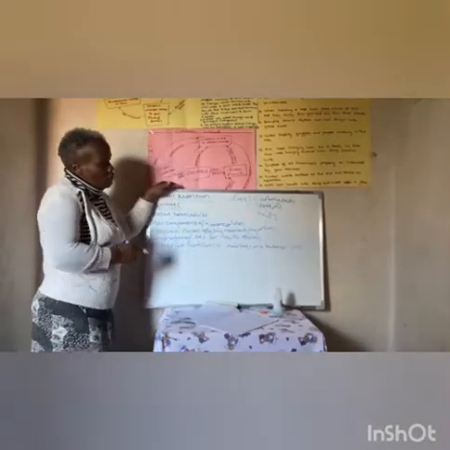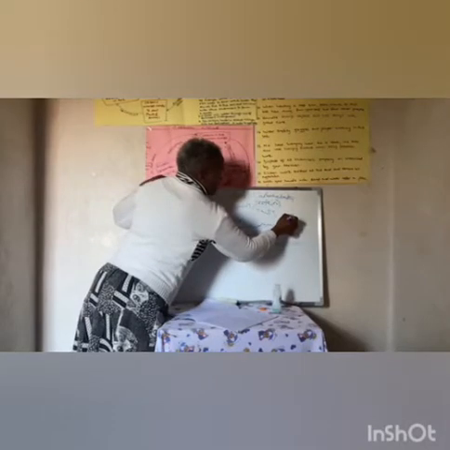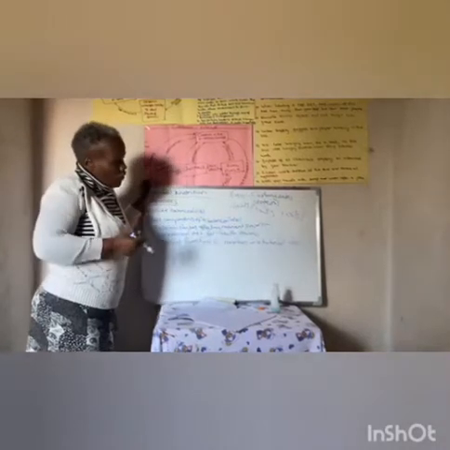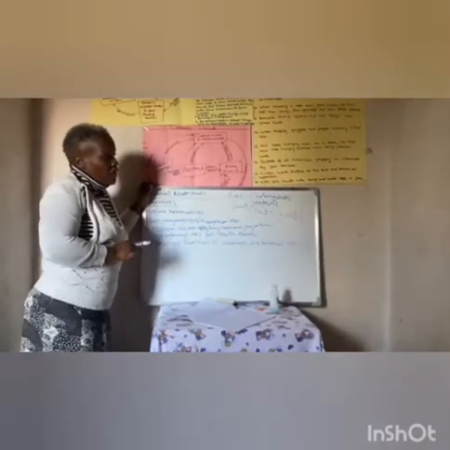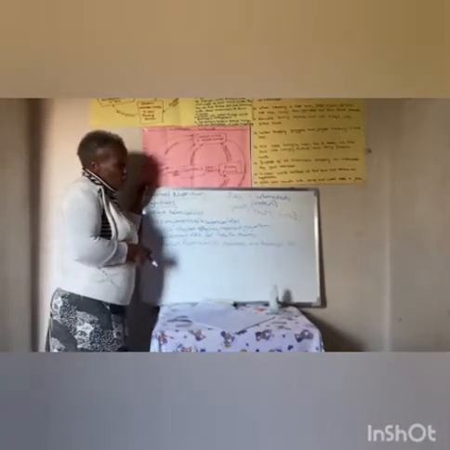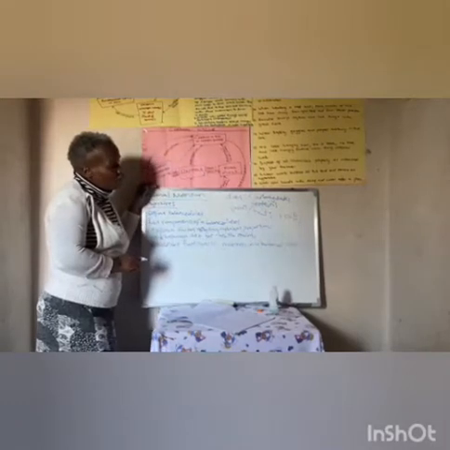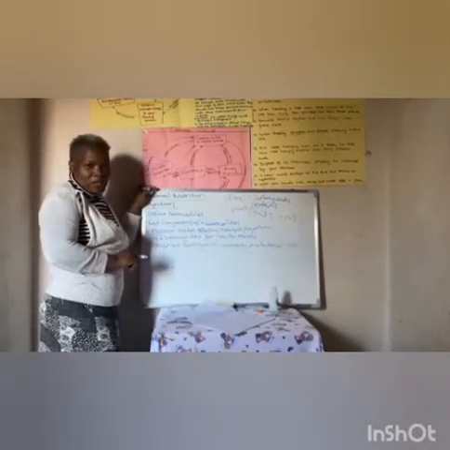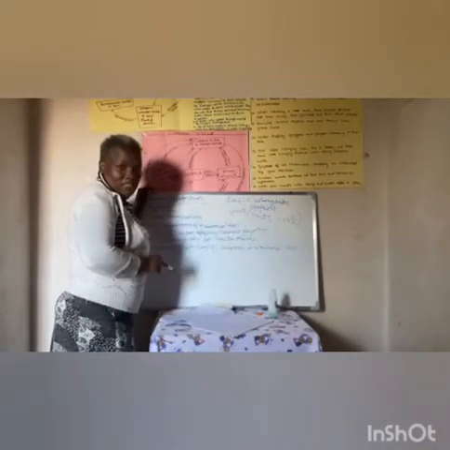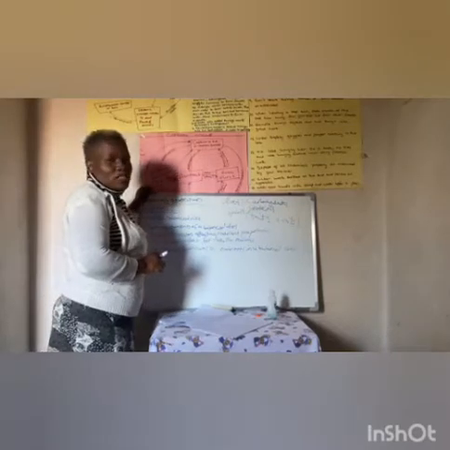Fats are generally referred to as lipids. Lipids consist of fats and oils. The fats are solids at room temperature, and they are normally found in animals, whereas oils are liquids at room temperature, and they are normally found in plants. The importance of fats is that they are very good for giving energy. They give more energy per gram than the carbohydrates. Lipids are also used as food reserves.